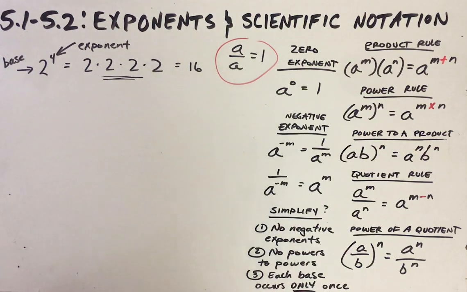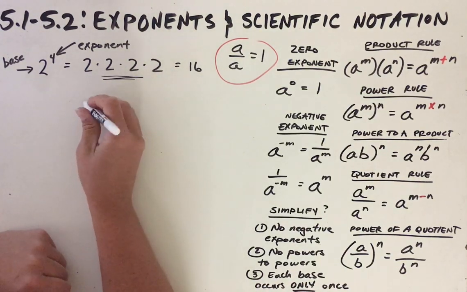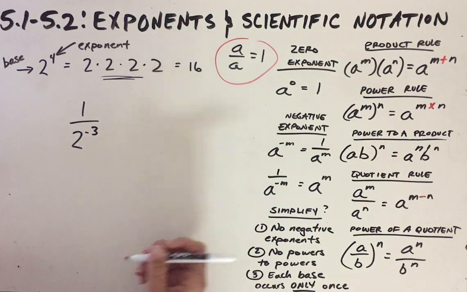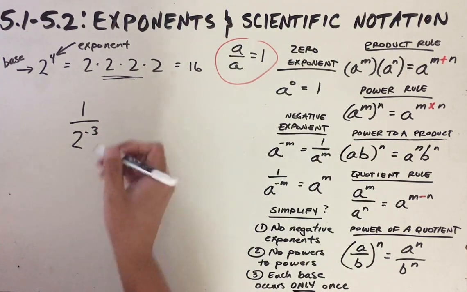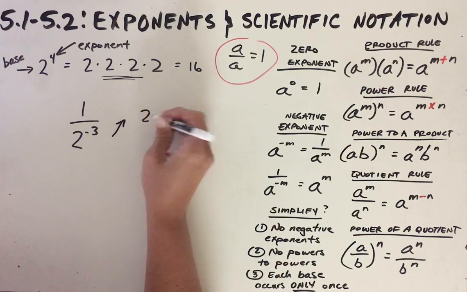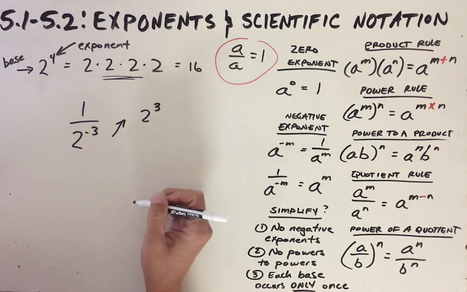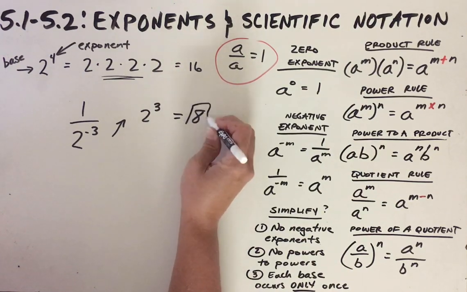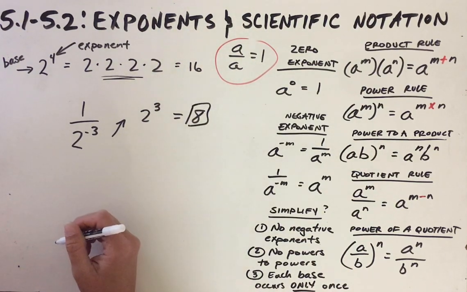So what happens if I had 1 over 2 to the negative 3? Well, remember, if your bad boy is downstairs, then you're going to send him upstairs, and this is just going to be 2 cubed. 2 cubed does equal 8, so the answer here would be 8.